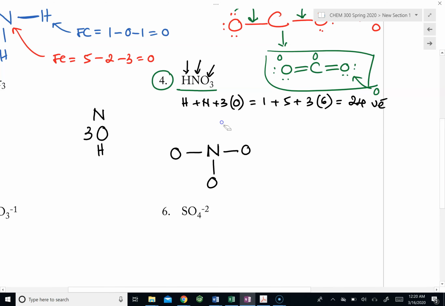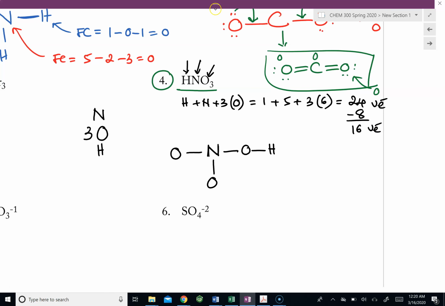So let's erase that. Where do we connect the hydrogen then? The answer is any of these oxygen would be fine. We have one of it, so that's the way it would go. And that is our skeletal structure. Here we just drew 4 single bonds, which is basically 8 electrons, so we have 16 valence electrons remaining.